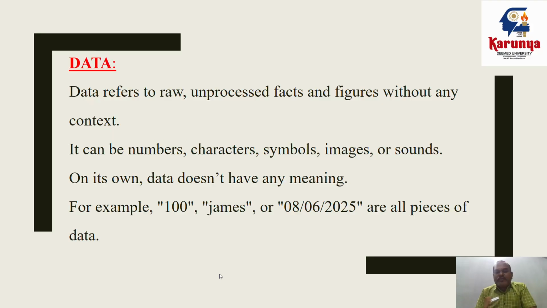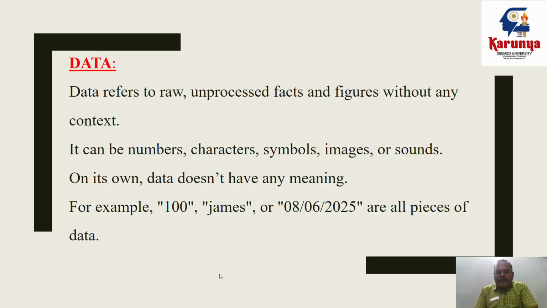We will come to that point later: what is processed and unprocessed? Here we didn't process the number 100. We didn't process the name James. We didn't process the date you mentioned, 8/6/2025. This means the unprocessed, raw kind of data, otherwise a fact or figure without any context. That is the main thing when we define the term data.